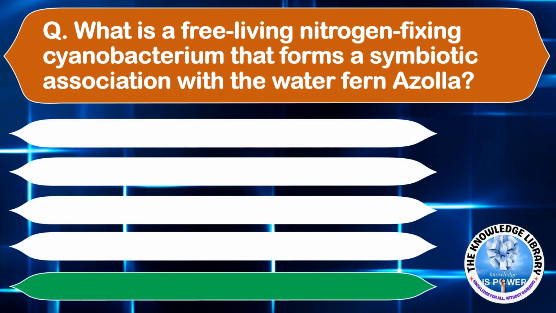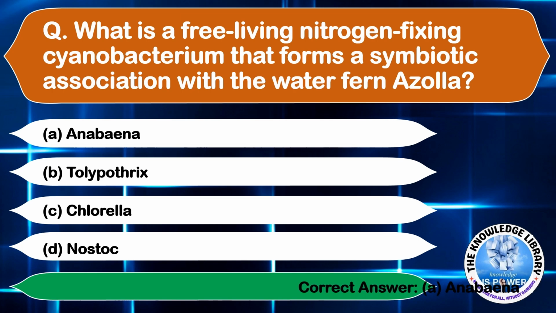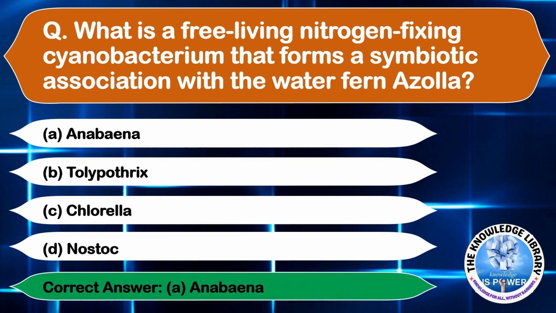What is a free-living nitrogen-fixing cyanobacterium that forms a symbiotic association with the water fern Azolla? Option A, Anabaena. Option B, Tolypothrix. Option C, Chlorella. And option D, Nostoc. The correct answer is option A, Anabaena. Moving on to the next question.